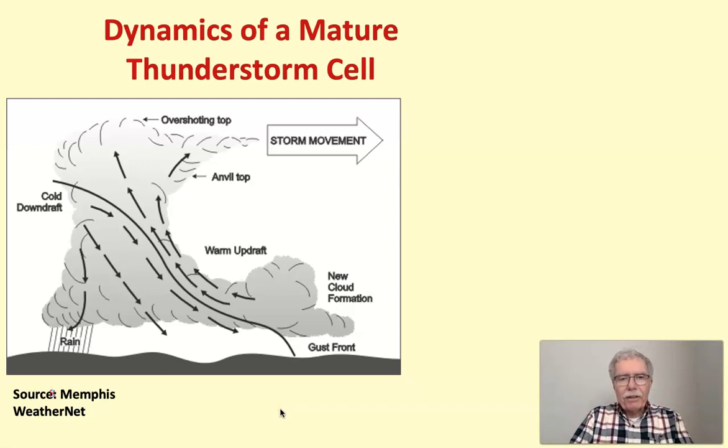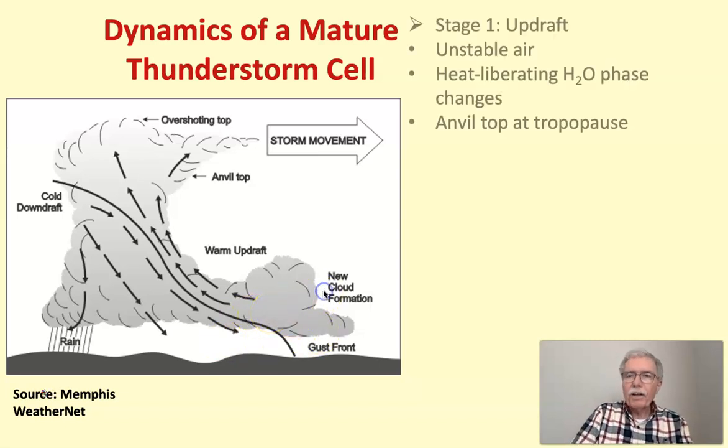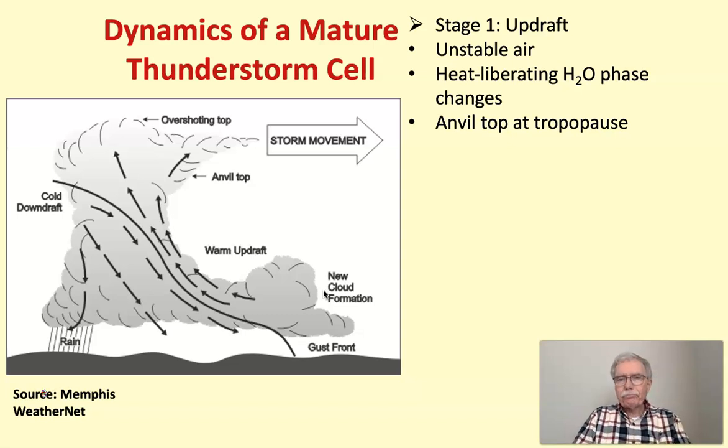Here's a graphic that shows a side view of a thunderstorm cell. It's moving from left to right, and you can see by the arrows that there is an updraft coming in from the front and moving up to the tropopause, and then there's a downdraft coming down toward the ground. That downdraft reaches the ground, has to go somewhere, and so it goes forward as what is called a gust front.